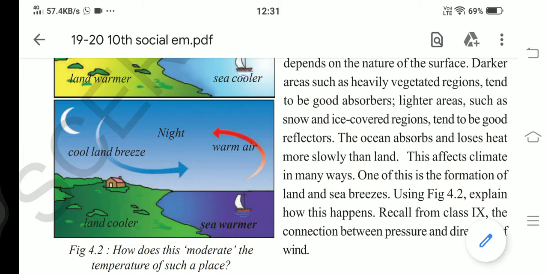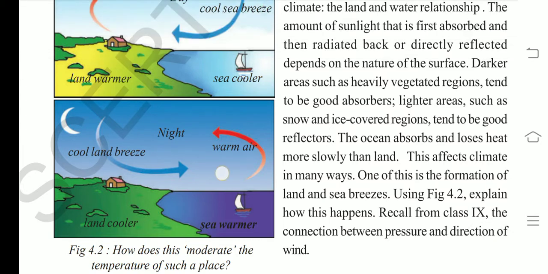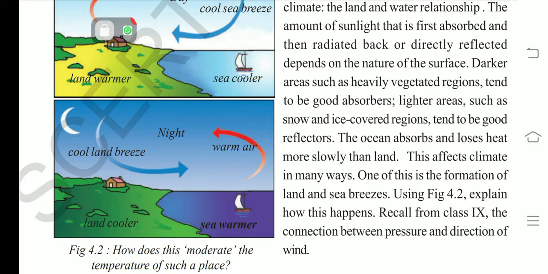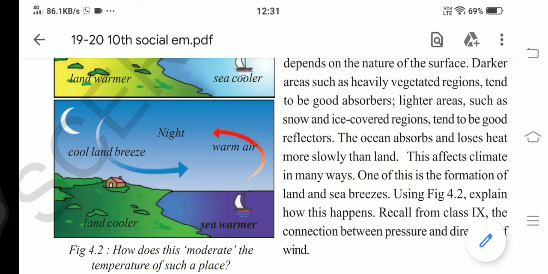So in the night time, what do we see? Land releases its heat very fast and becomes very cool. The water body releases heat very slowly, so the water body experiences warm temperatures. Warm temperatures are recorded on the water bodies rather than on the land. So by night we see cool land breezes, not sea breezes, starting to blow from the land to the sea in the night.